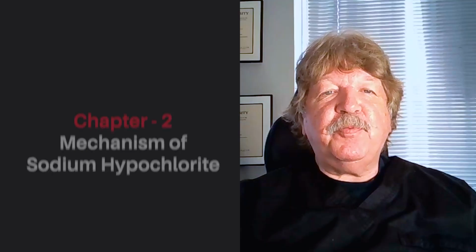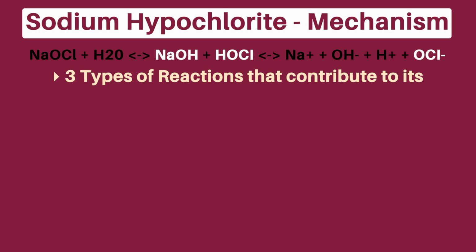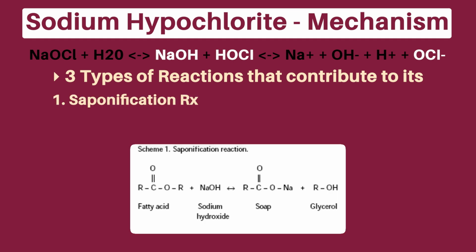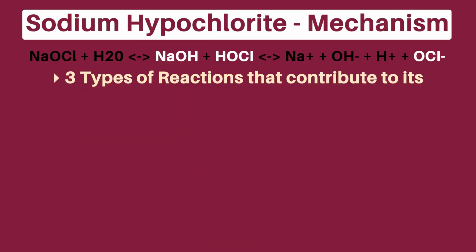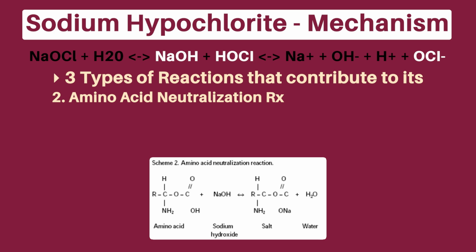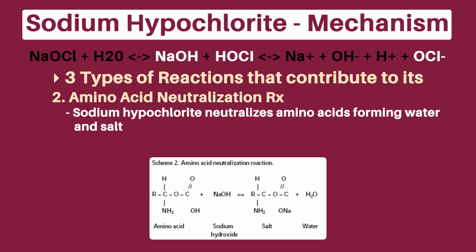Regardless of what percentage you use, it's important to remember that the purpose of the solution is twofold. There are 3 types of reactions that contribute to its effectiveness. The first type of reaction is called the saponification reaction, and it is the dissolution of organic tissue when sodium hypochlorite degrades fatty acids and lipids, resulting in soap and glycerol. The second reaction is called the amino acid neutralization reaction. Sodium hypochlorite neutralizes amino acids, forming water and a salt.